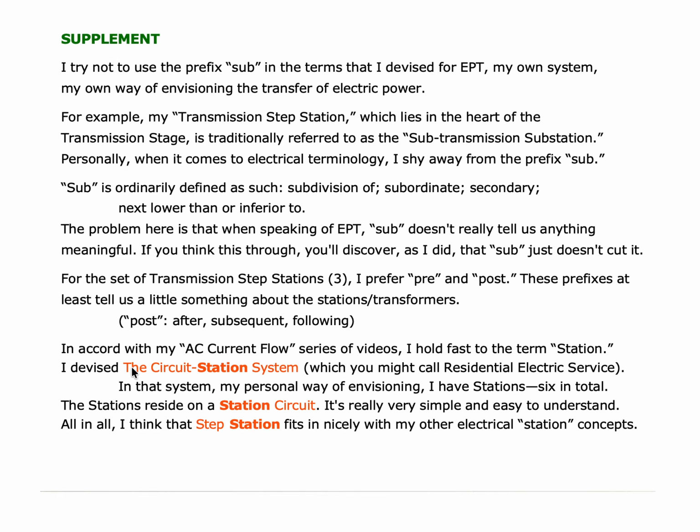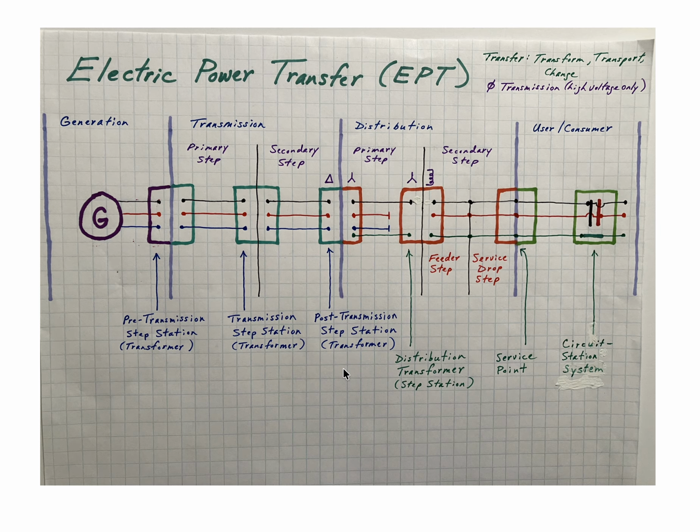I devised the circuit station system, which you might call residential electric service. I call it the circuit station system. In that system, my personal way of looking at things, I have stations, and there are 6 in total. The stations reside on a station circuit. It's really very simple and easy to understand. All in all, I think that step station fits in nicely with my other electrical station concepts.